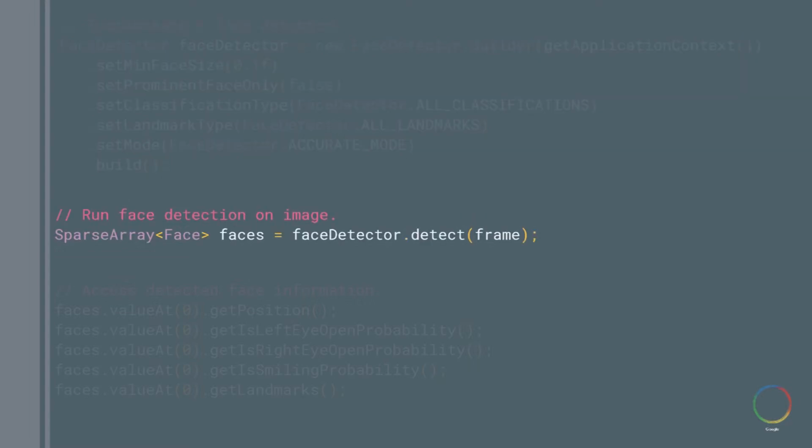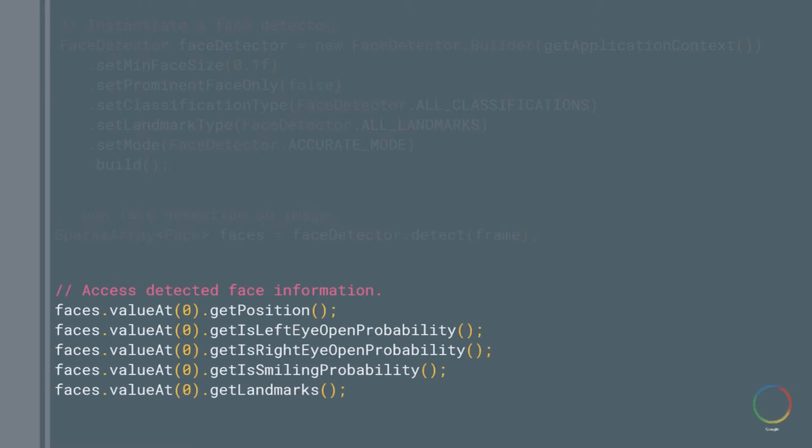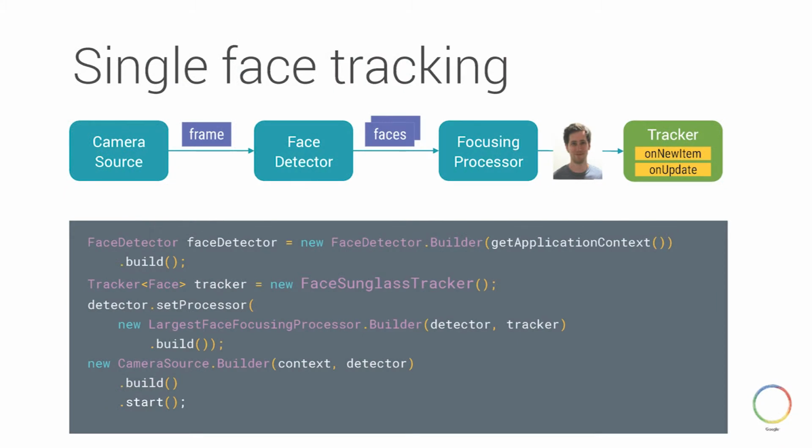Next, you want to provide it with a static image to get faces back. And then you can access all the face details just like before. So this is what a single face tracking might look like. It's just the same. You instantiate the detector, you instantiate the tracker, you use the processor to route the detection through a tracker, and then you use the camera source to stream the frames.